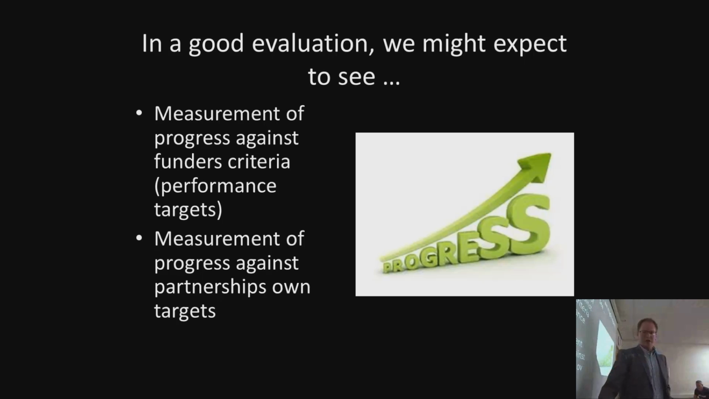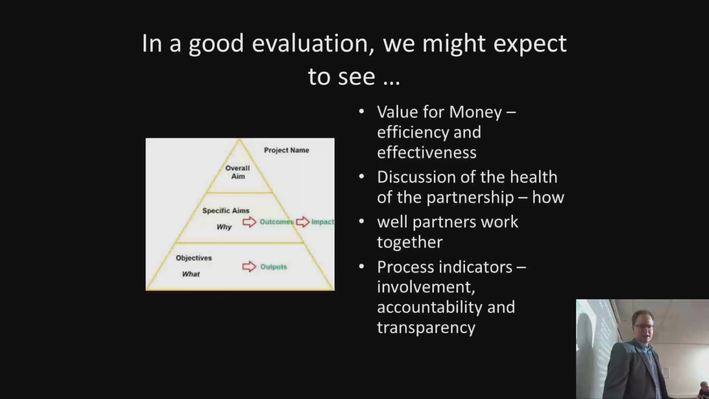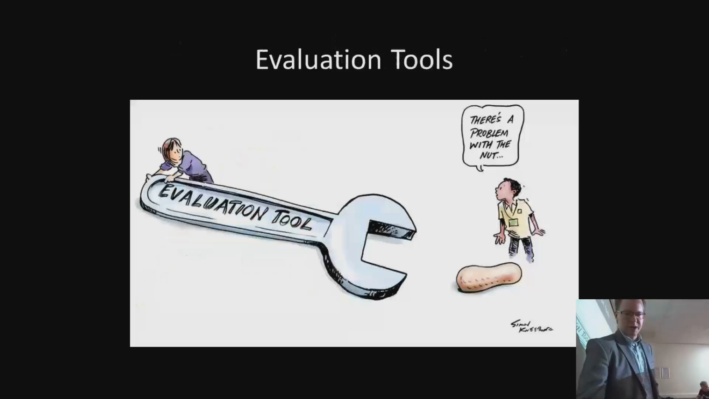In a good evaluation, we might expect to see measurement of progress against funders' criteria and performance targets, as well as measurement of progress against the partnership's own targets. The other ones that are normally in there are value for money, then discussion of the health of the partnership, how well it works, and how well partners really work together. Process indicators as well: involvement, accountability, and transparency.